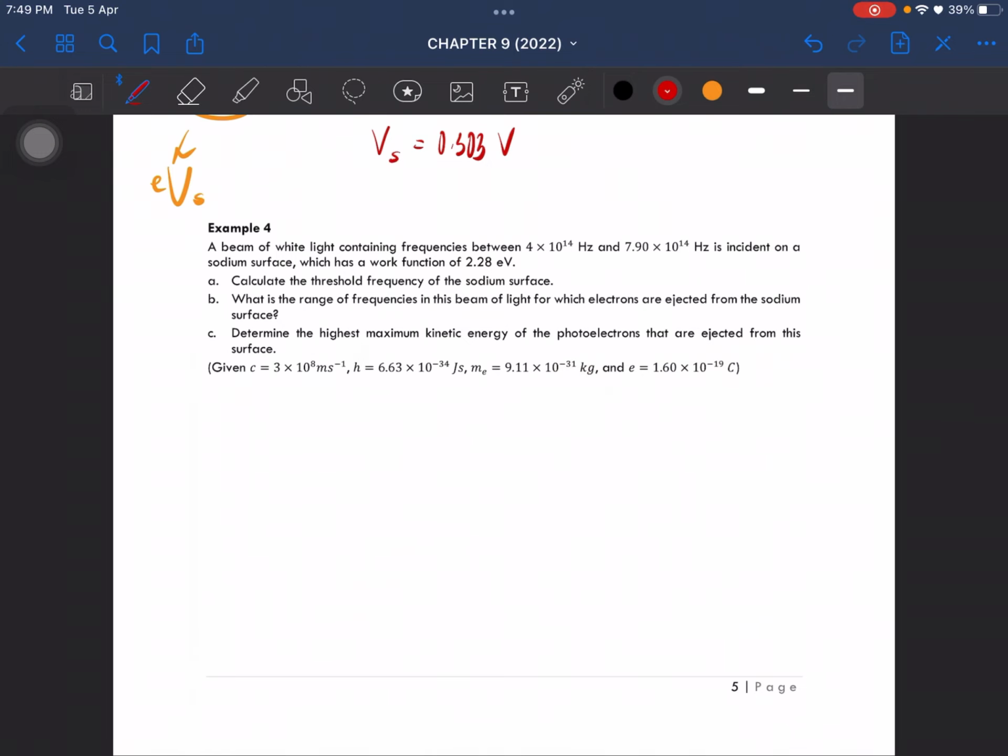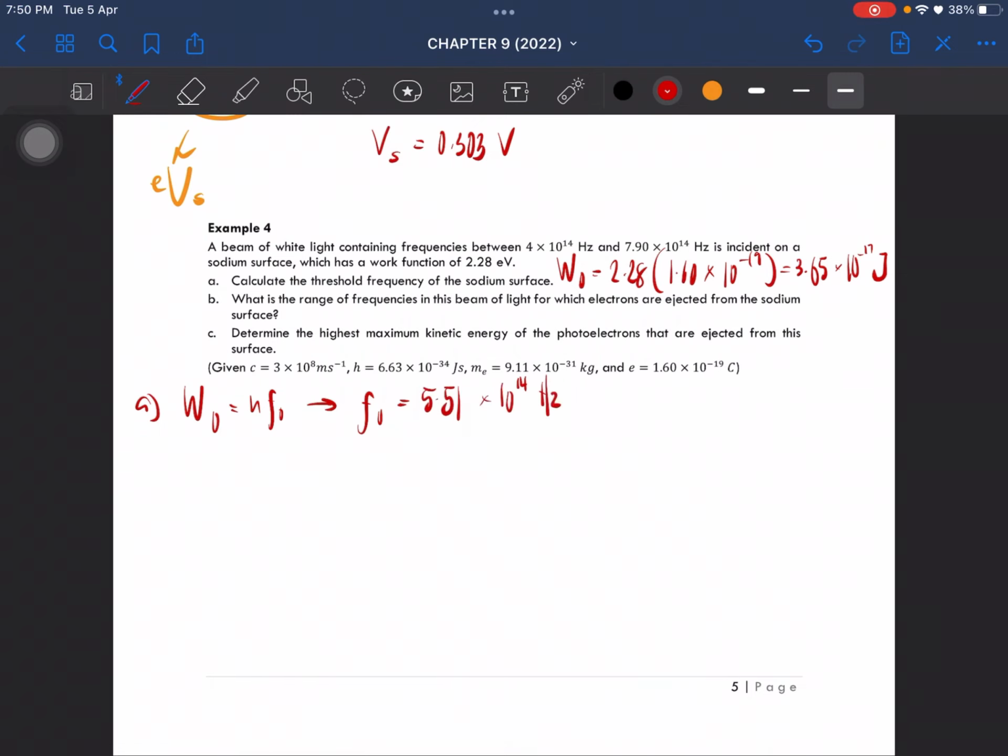The work function is equal to 2.28 electron volts, so we have to multiply that with this value, and you will get around 3.65 times 10 to the power negative 19 joules. The threshold frequency is then just given by this equation, so you will get the threshold frequency to be equal to 5.51 times 10 to the power 14 Hertz.